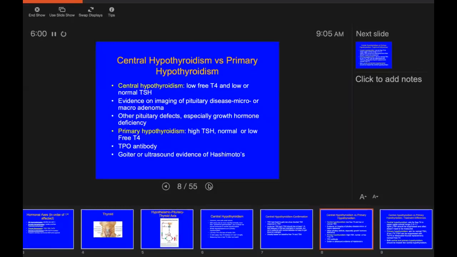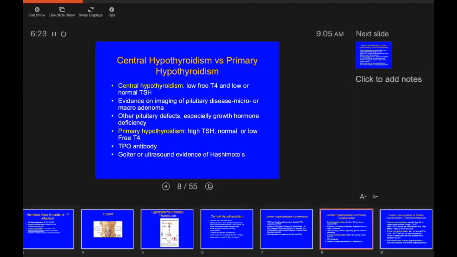You have imaging of the pituitary that shows either a micro or macroadenoma, prior surgery, prior radiation in central hypothyroidism. You have other defects, especially growth hormone defects. Growth hormone, as I said, is the first hormone affected, so you usually have other pituitary defects if you have central hypothyroidism. Primary hypothyroidism, on the other hand, is a disease of the thyroid.